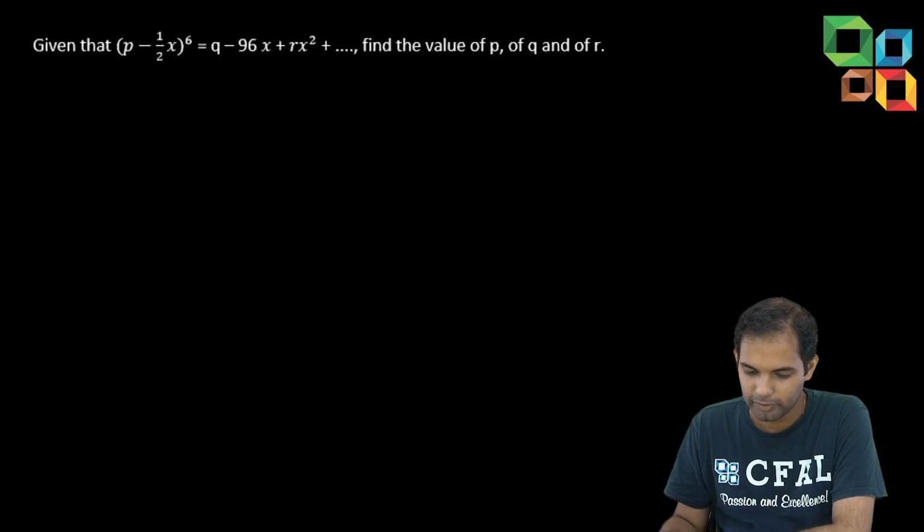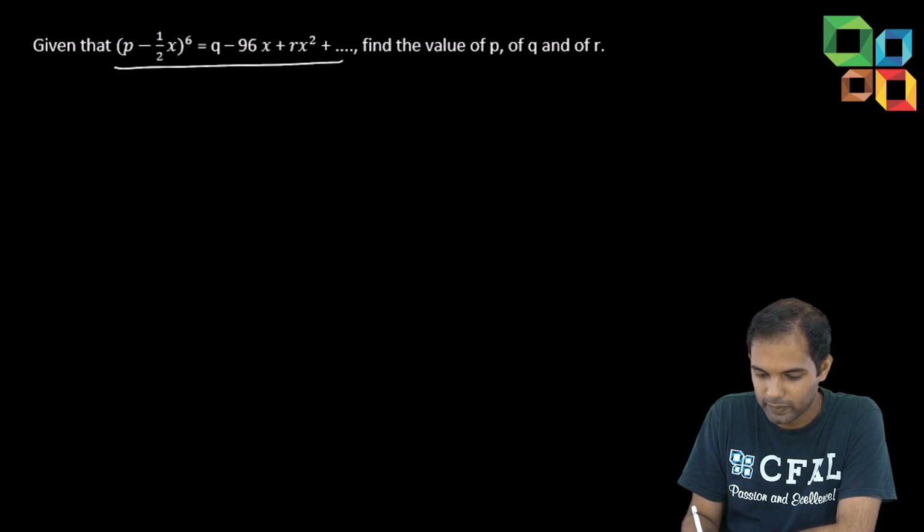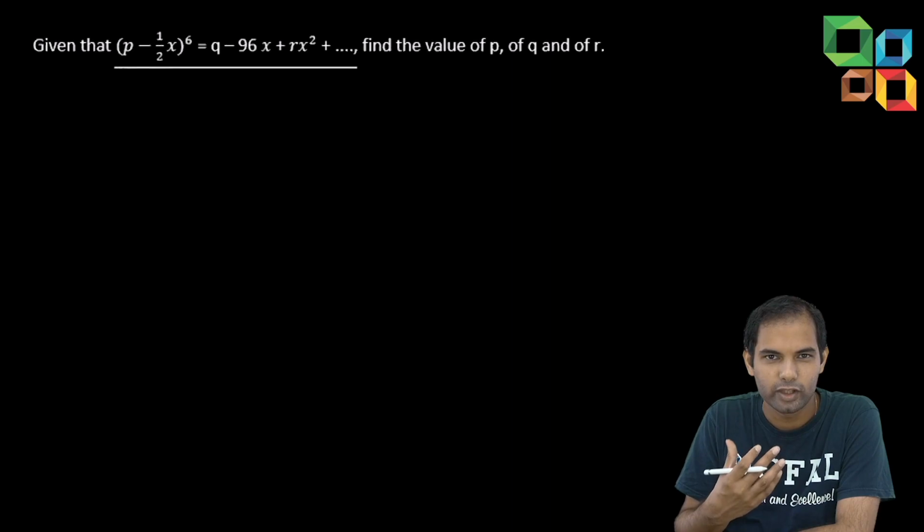Again, a binomial expansion is given. We are supposed to find the value of P, Q, and R. So we know the expansion. So one equation is already given. So what do we do? We'll write our own expansion, right? We try to equate the two equations because both the equations should be the same, right?